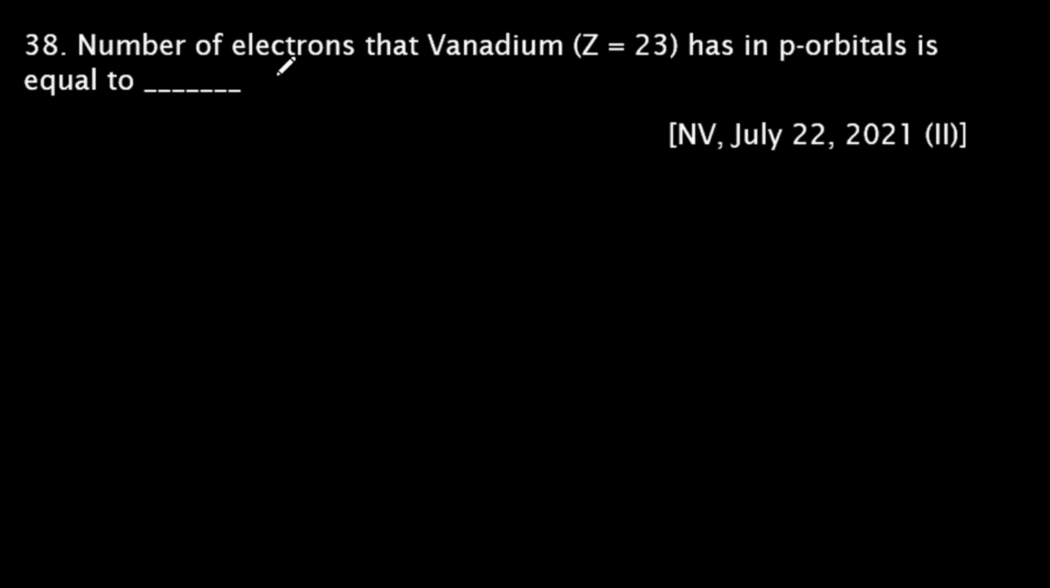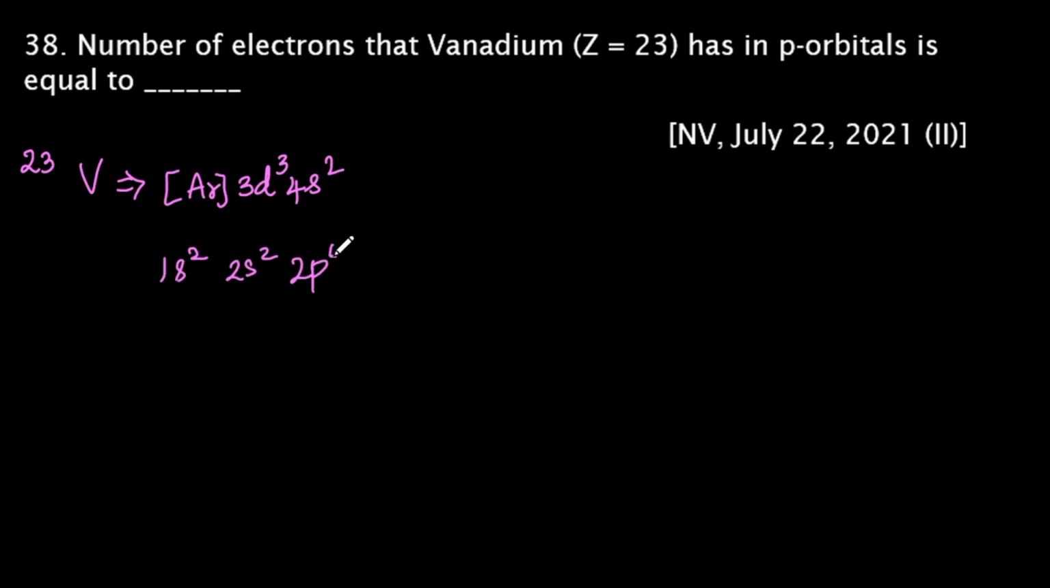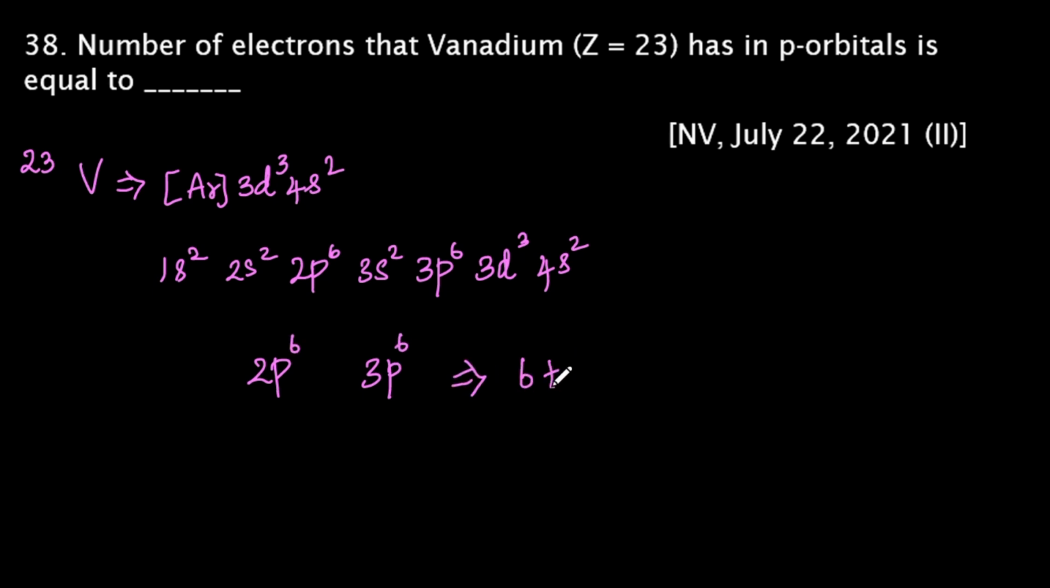The next question is, number of electrons that vanadium, Z equal to 23, has in p orbitals is equal to. Vanadium atomic number 23 is having the electronic configuration, core argon configuration 3d3 4s2. In the valence electrons there is no p orbital involved, so you have to see the argon configuration. That configuration is 1s2 2s2 2p6 3s2 3p6, then you are having 3d3 4s2. So the p orbitals involved are 2p orbital and 3p orbital having 6 electrons in each. So the total number of electrons is 6 plus 6 equal to 12 electrons. So the answer is 12.